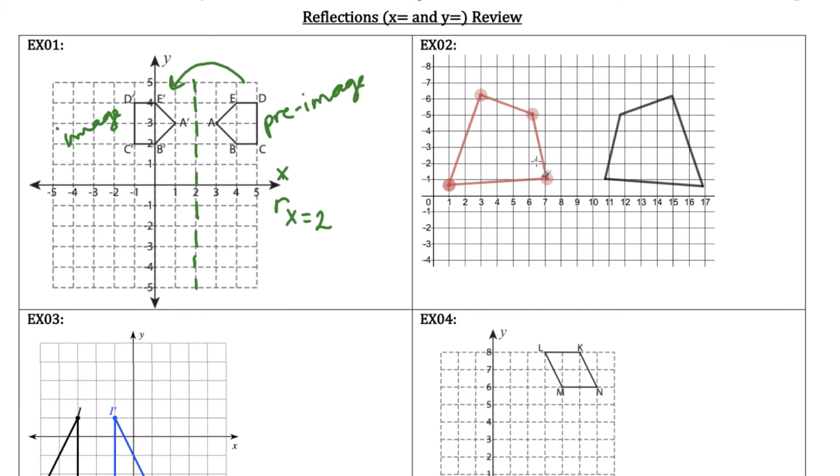Let's look at example number 2. We'll just say that this is the pre-image. So we can tell that this was flipped over right here. We can tell that this flipped over this because they're both the same amount of units away. So the pre-image was reflected over the line where x is always 9, over the line x equals 9.